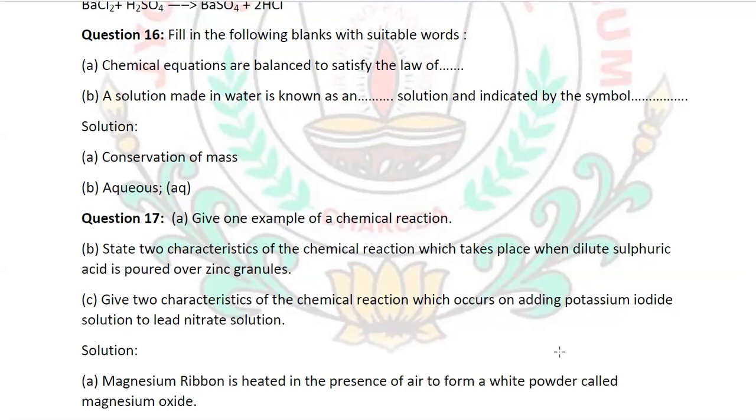And in these fill in the blank questions, let's see what it is asking here. Okay, so the first question it is asking here: chemical equations are balanced to satisfy the law of dash. Okay, the chemical equations are balanced to satisfy the law of dash. So here, what will be the answer? Which particular law do we want to satisfy while balancing a chemical equation?